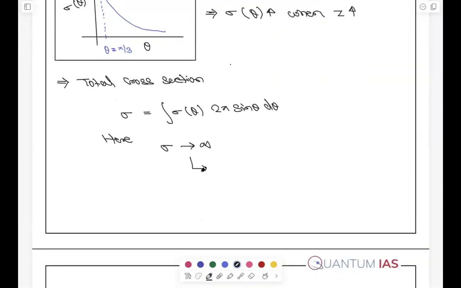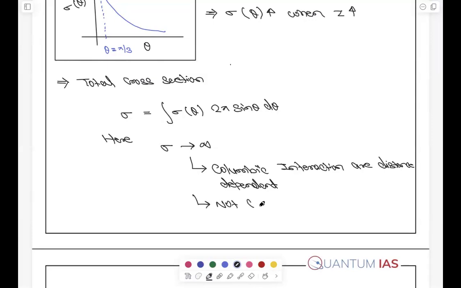Because of two reasons. Because we are assuming infinitely big. First, sigma is Coulombic interaction. Coulombic interactions are distance dependent. And second thing, due to not considering screening effect.